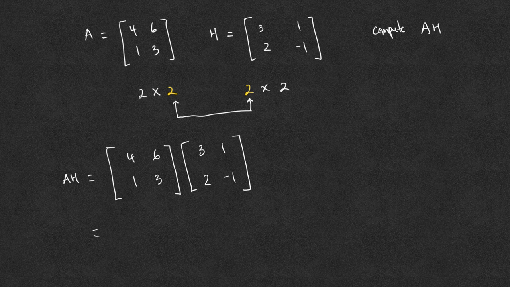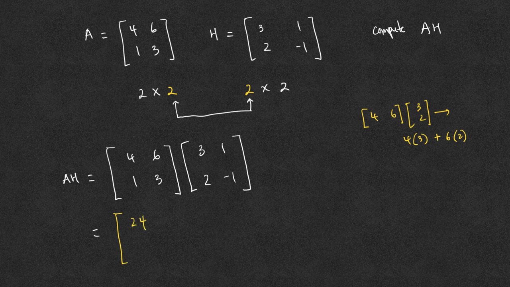This is known as the inner product, where we take 4, 6 as the first row and multiply the first column 3, 2. Now this operation only gives us one number. We take 4 times 3 plus 6 times 2, which is 12 plus 12, or 24.